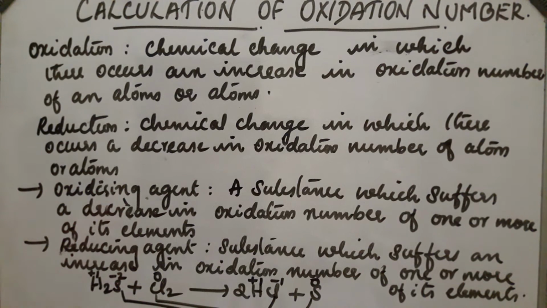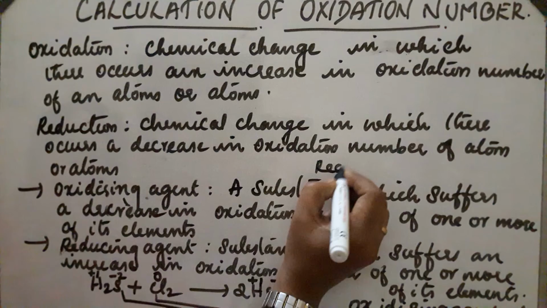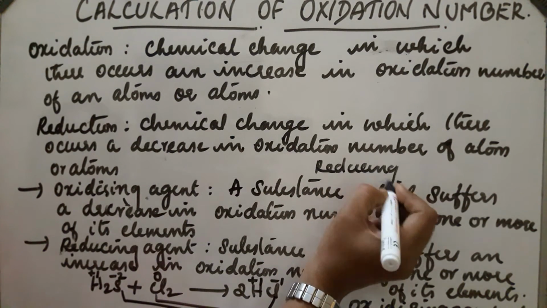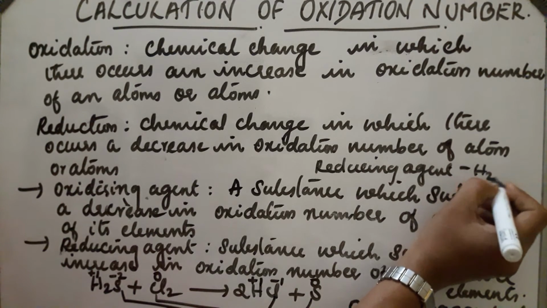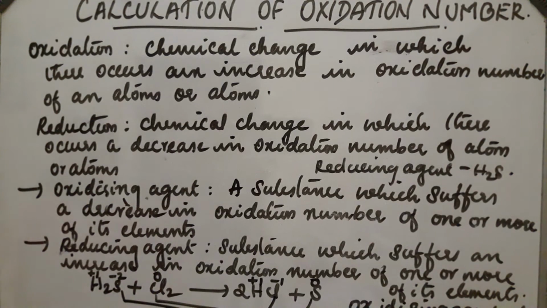So the oxidizing agent is chlorine, Cl2. And the reducing agent is H2S. Like this we can explain oxidation and reduction in terms of oxidation number.